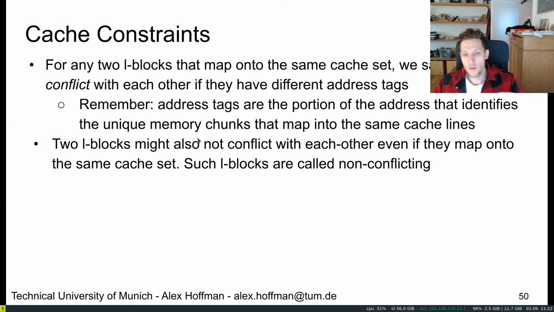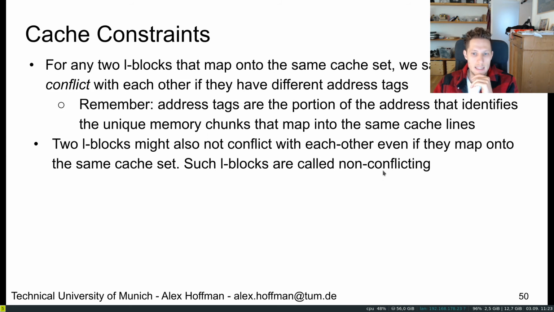But on top of that, you might not always get a conflict if two L blocks are on the same cache line. Let's imagine you have a cache line that is 16 bytes in size, but you have two basic blocks that are both 8 bytes in size. One of them sits at the beginning of the cache line, the other sits at the end. They can both execute without having a miss. They fall onto the same cache line with the same tag, they just have different offsets. And so in this way, we can have non-conflicting L blocks.